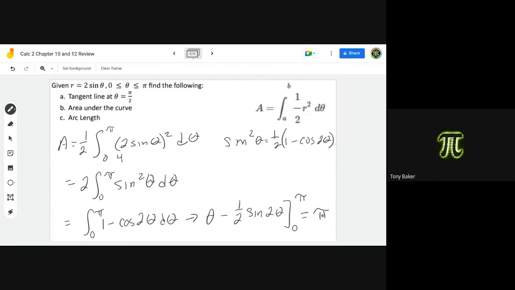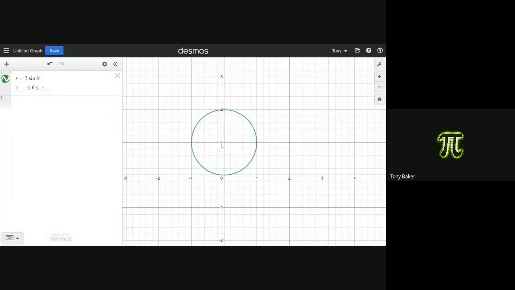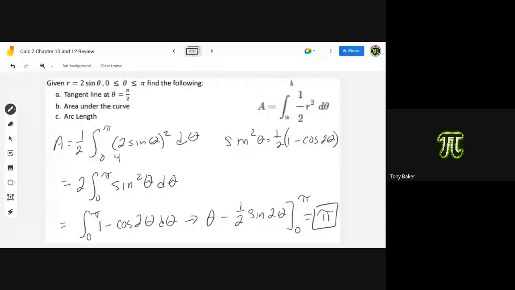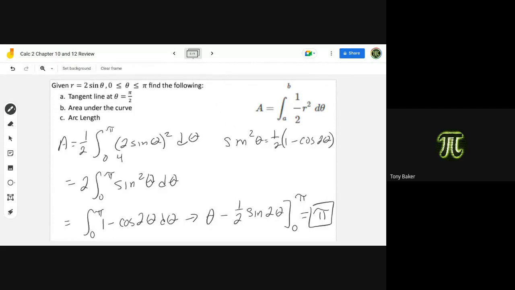So this comes out to be pi, because sine of 2 pi is 0. And again, if you looked at your circle, it's pi r squared. The radius is 1. The area's got to be pi. All right.